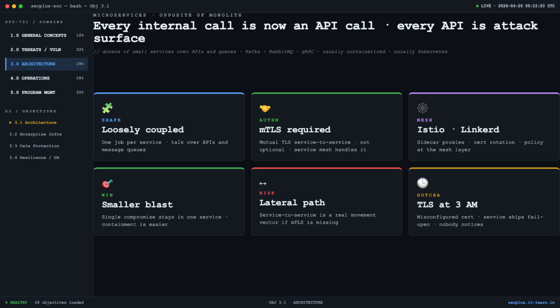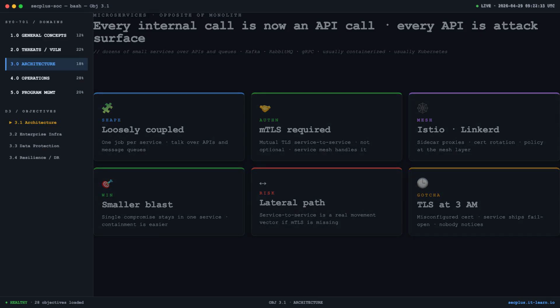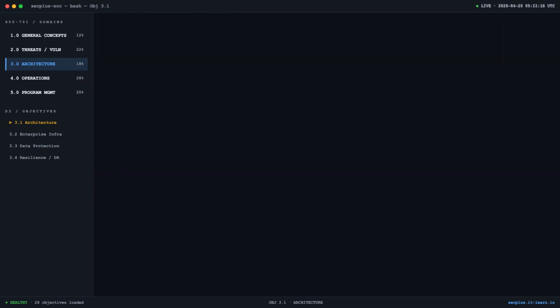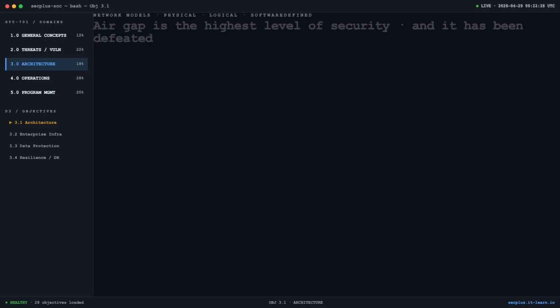Now, network infrastructure models. The most secure option on paper is the air gap. The network is physically disconnected from the internet and every external network. Classified government systems. Nuclear plant control. Critical SCADA. Data transfer happens by sneakernet, USB, optical disk, hand carry. The exam wants you to know it exists and to know that it has been defeated.